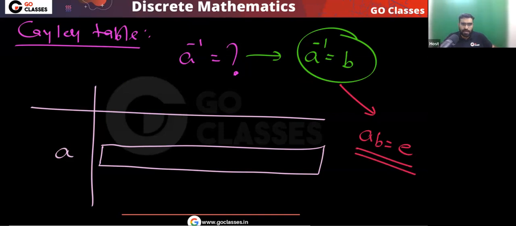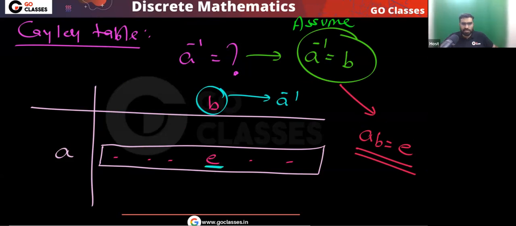Let's assume A inverse is B. Then in this situation, AB will be equal to E. So you want the element that will give you E. This element you are looking for will be your A inverse. Basically you are looking for this E. Very simple. So this is how you can find the inverse.